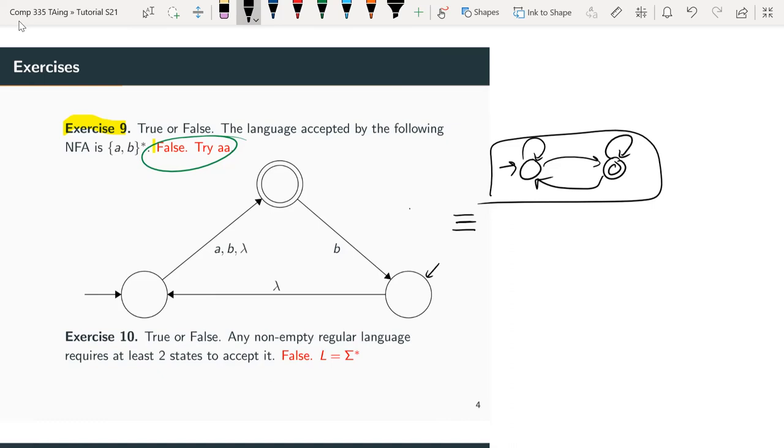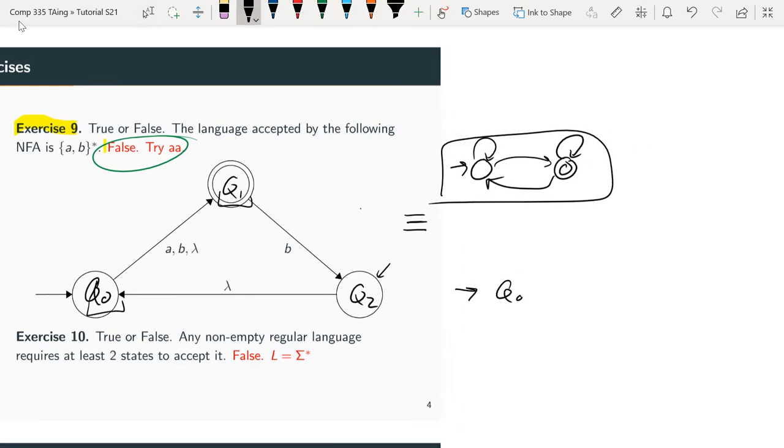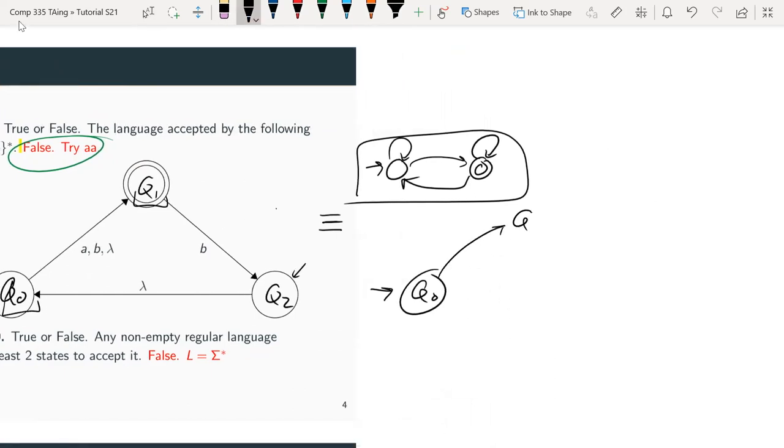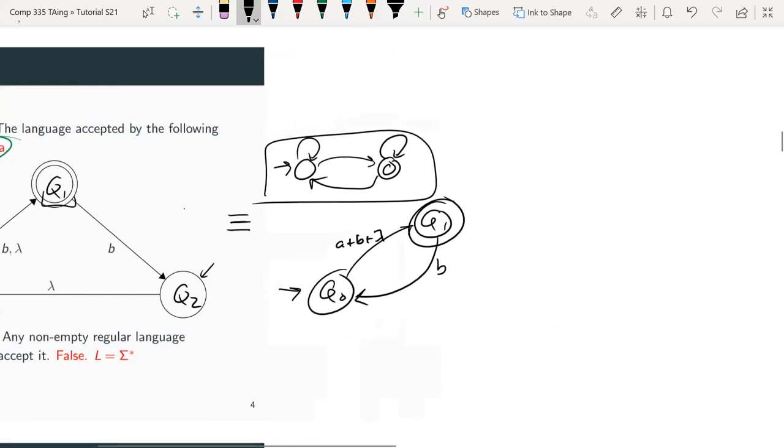So how do you do that? Well, you need to say, if I remove this intermediate state, what transitions do I need to account for? Let's call this Q0 and Q1, and this will be Q2. Then the only transition that I need to consider is the one from Q1 to Q0 via Q2. So if I remove Q2 as the intermediate state, then Q0 goes to Q1 with either A or B or lambda. And then Q1, which is a final state, goes back to Q0 with B concatenated with lambda, or in this case, just B, right? So that's your final generalized transition graph. That's the one you're looking for.